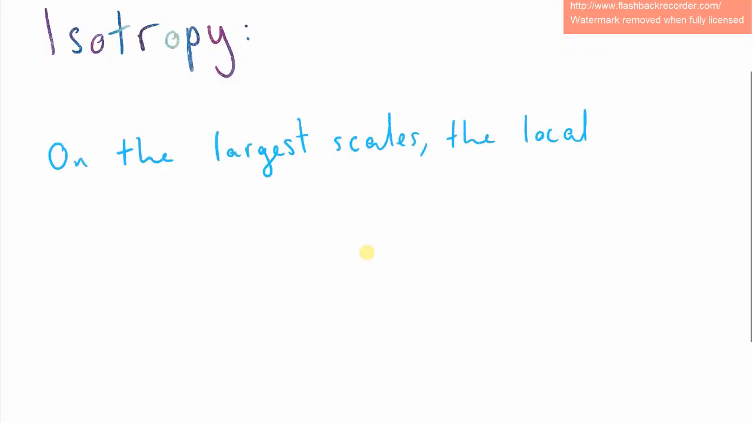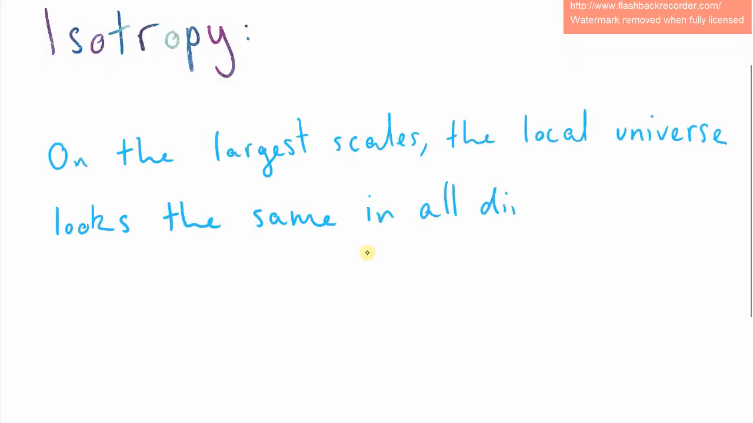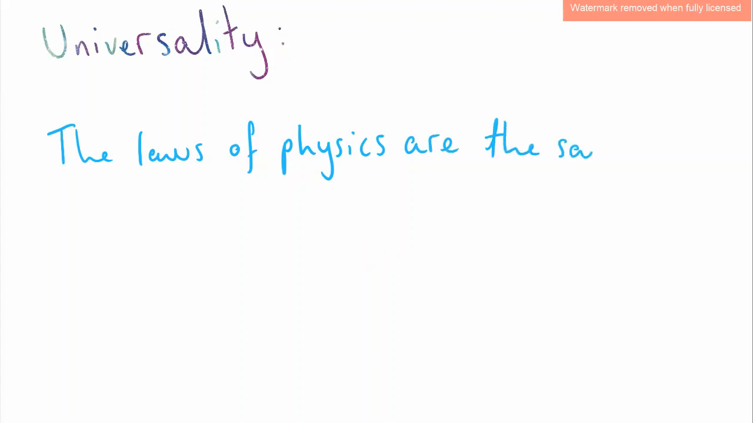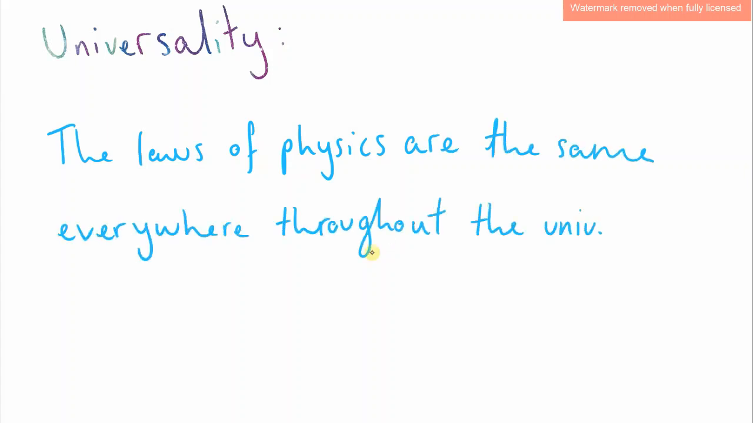Second, isotropy. On the larger scales, the local universe looks the same in any direction one observes. Universality. This is when the laws of physics are the same everywhere throughout the universe.